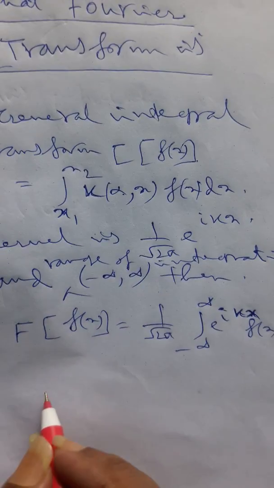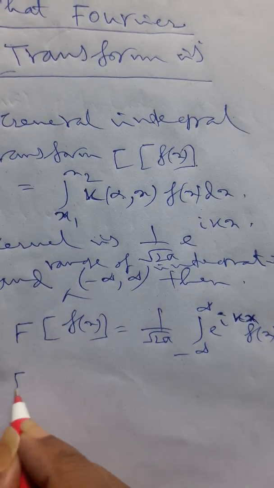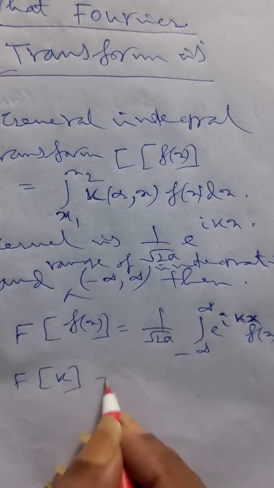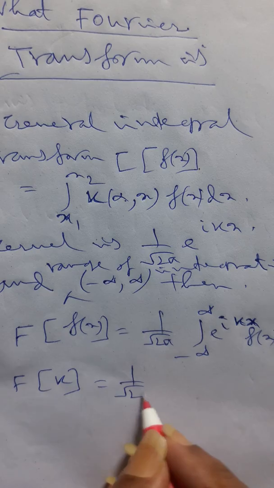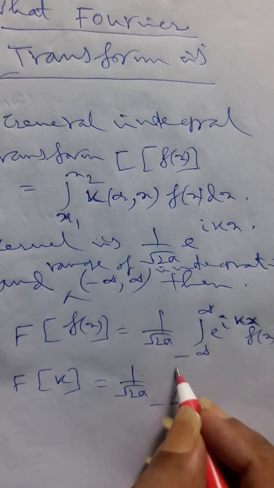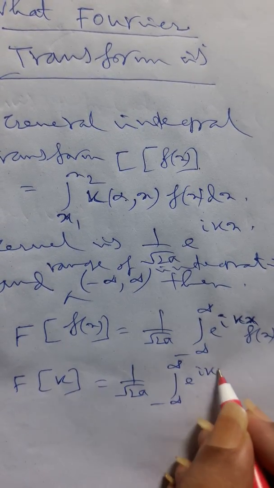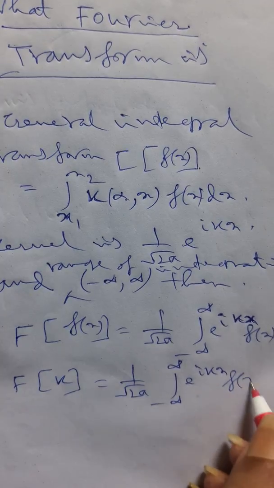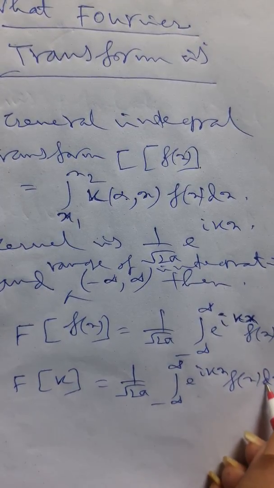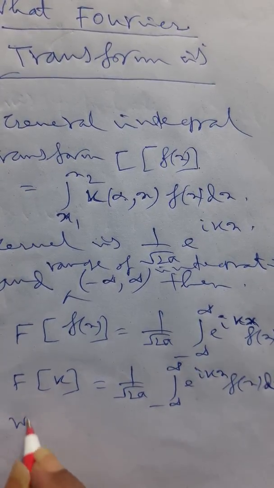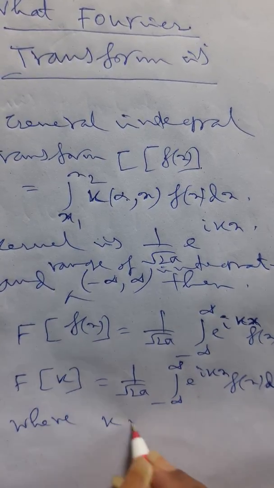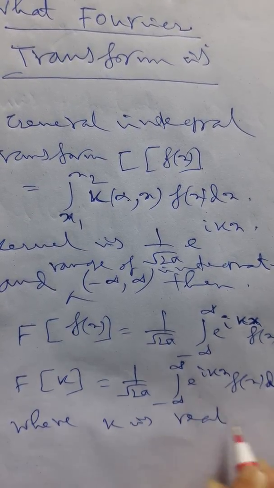we can also write it as F of k is equal to 1 by root over 2 pi, integral from minus infinity to infinity, e to the power ikx f(x) dx. And one more thing is important, where k is real.